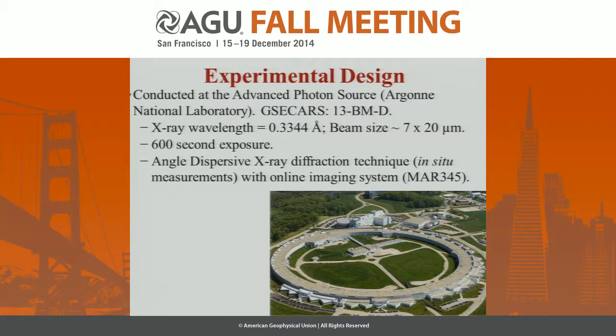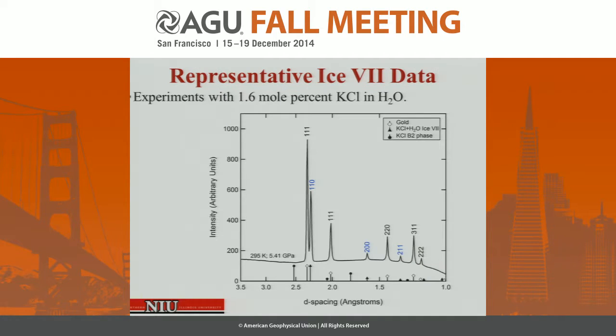We utilized angle dispersive X-ray diffraction techniques because that would give us high precision values in a large reciprocal space in d-spacing. So this is the typical diffraction we would see from these types of studies. This is of ice formed from a 1.6 mole % KCl solution, with intensity along the y-axis and d-spacings along the x-axis.